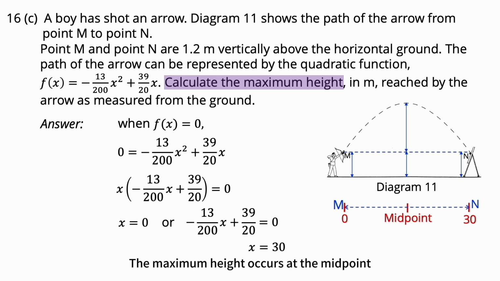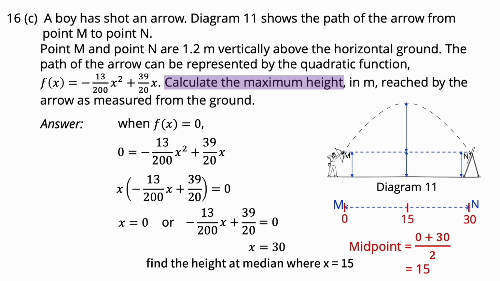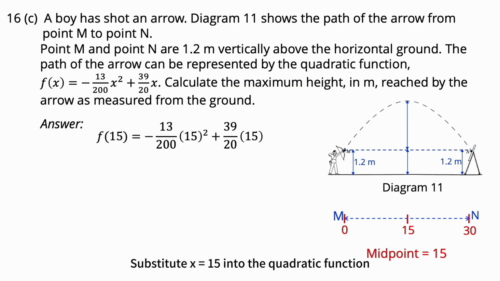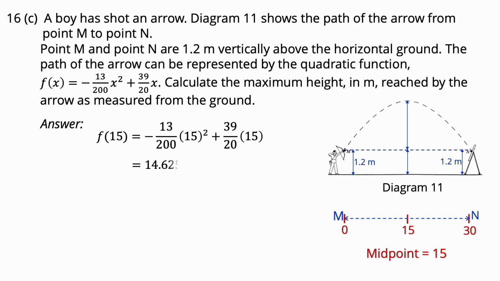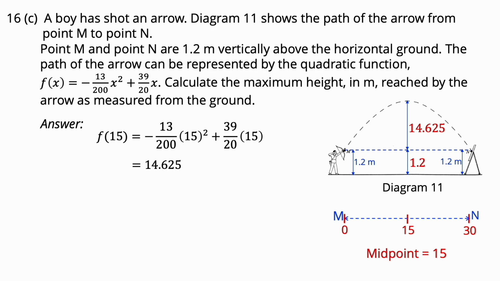The maximum height occurs at the midpoint. Midpoint equals 0 plus 30, then divided by 2, equals 15. Then, find the height at the midpoint where x equals 15. Substitute x equals 15 into the quadratic function, which equals 14.625 meters. This is the height above point M. Add the height of point M, 1.2 meters above the ground. Therefore, the maximum height from the ground is 14.625 plus 1.2 equals 15.825 meters.